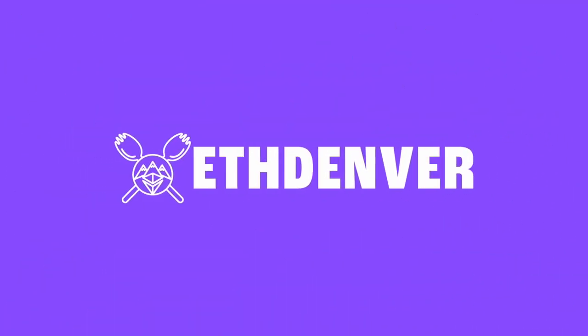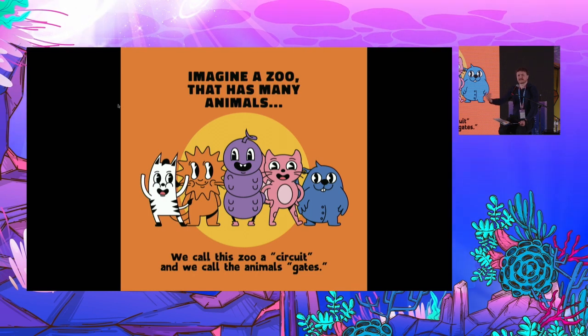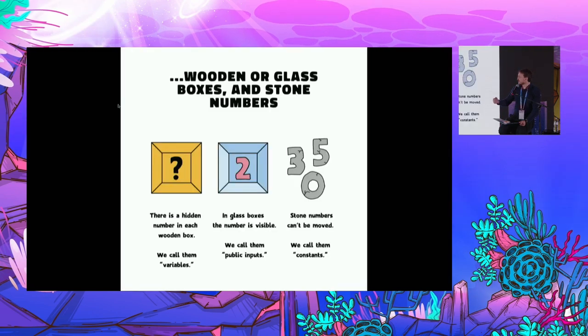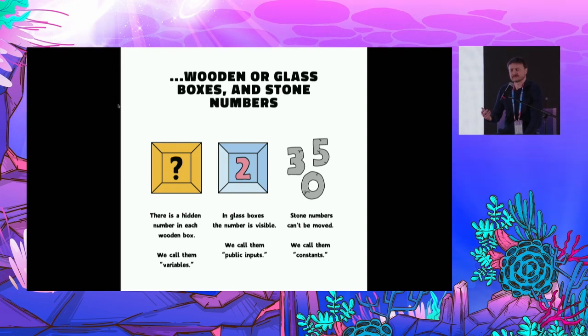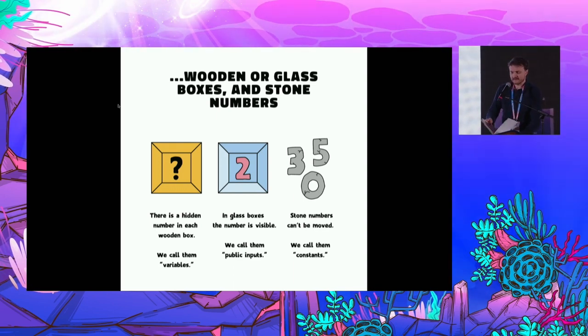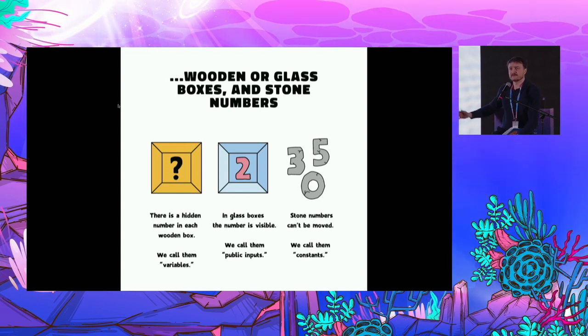For zero knowledge, we actually call a zoo a circuit, and the animals are gates. Now, imagine we also had boxes. Basically, 3 types of boxes. There are boxes that have a hidden number. There's a hidden number in a wooden box. These we call the variables.